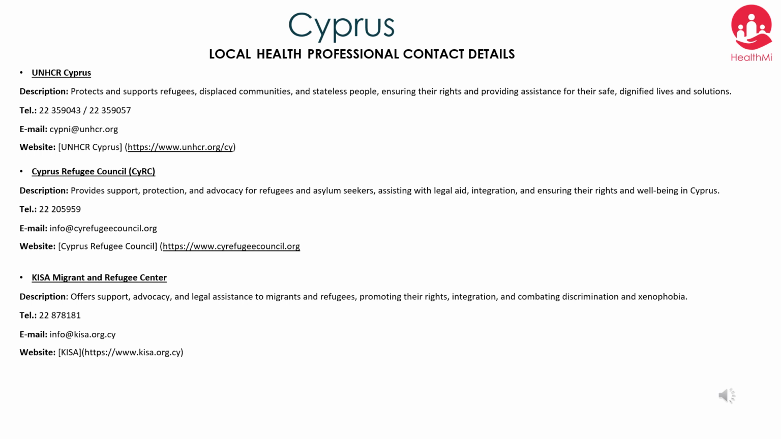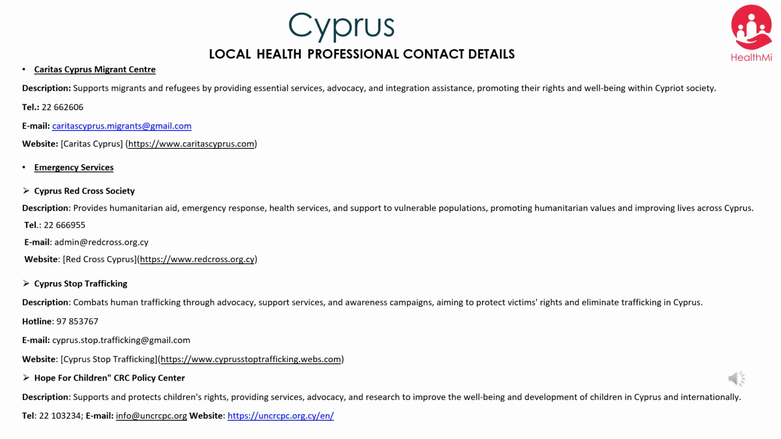KISA Migrant and Refugee Centre. Description: offers support, advocacy, and legal assistance to migrants and refugees, promoting their rights, integration, and combating discrimination and xenophobia. Telephone: 22 878 181. Email info@kisa.org.cy. Website KISA, www.kisa.org.cy.